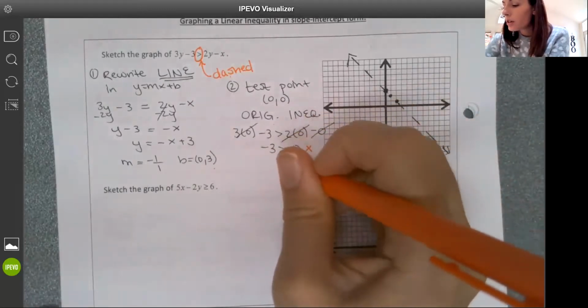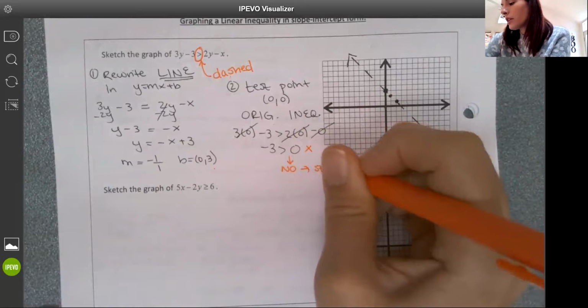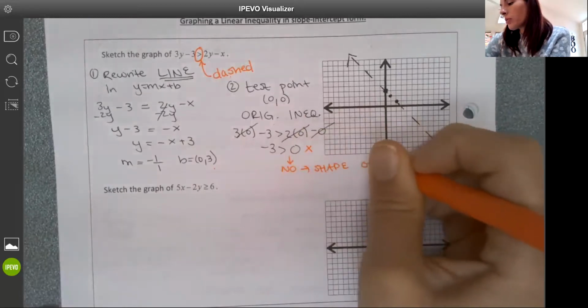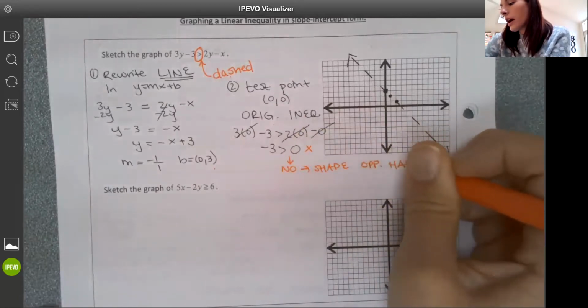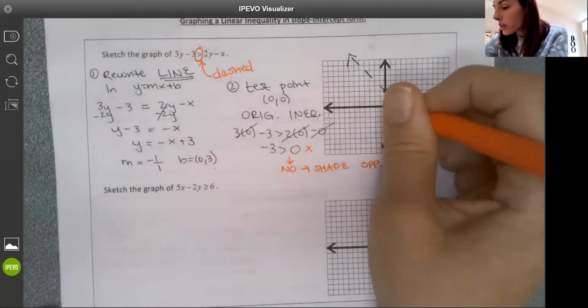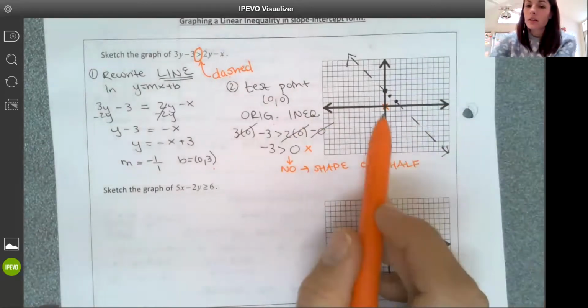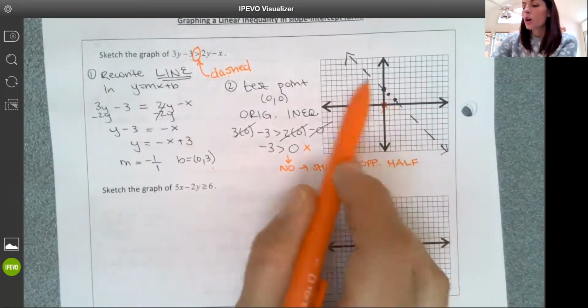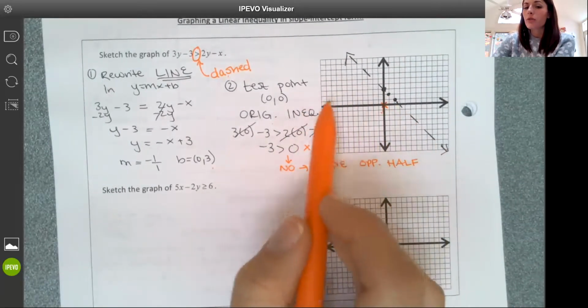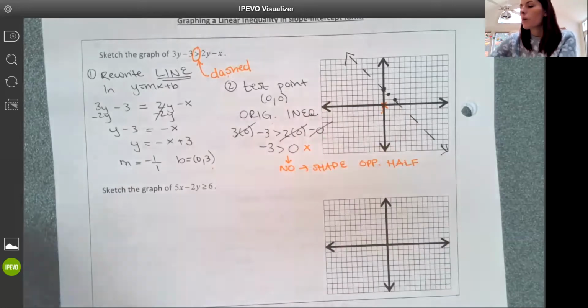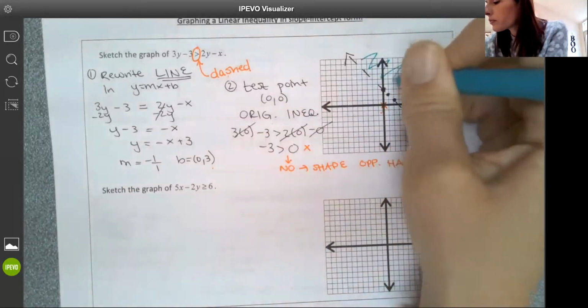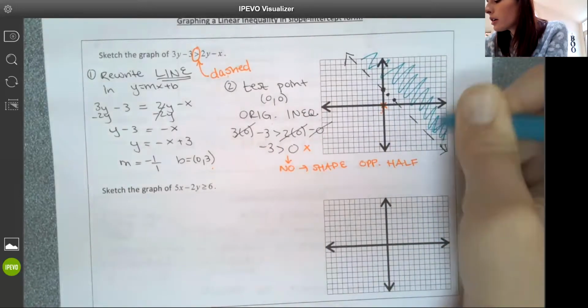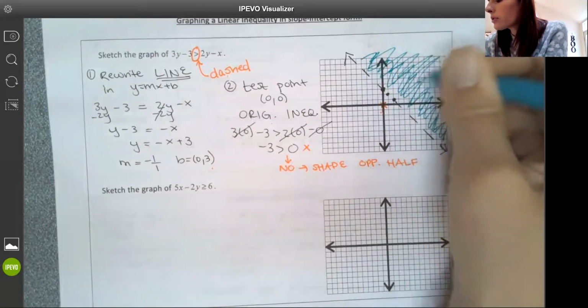This is a no. So I should shade the opposite half. Here's (0, 0), the point I just tested. This point did not work. That means this is not a solution. That also tells me that all the points on this half of my graph are not solutions, and that my solutions must be on this half of the graph.